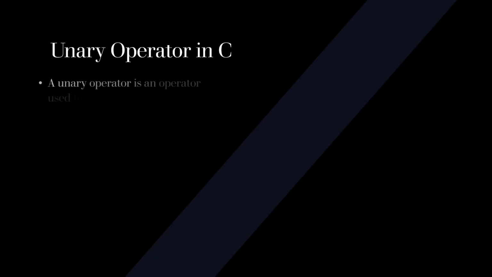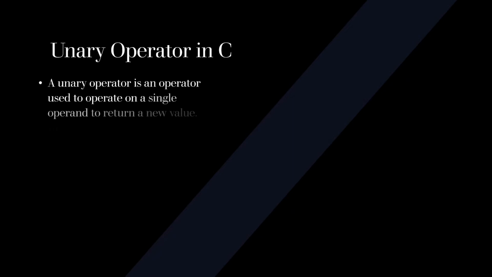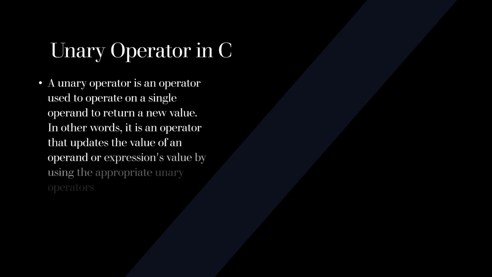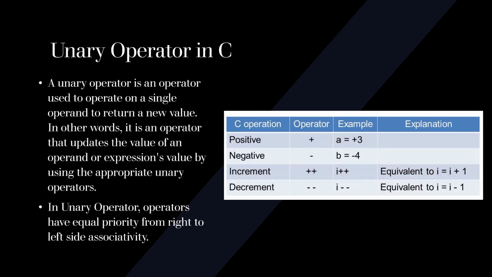Unary operator in C. A unary operator is an operator used to operate on a single operand to return a new value. In other words, it is an operator that updates the value of an operand or expression. Unary operators have equal priority, with right to left associativity. It can be better understood by looking at the adjacent example.